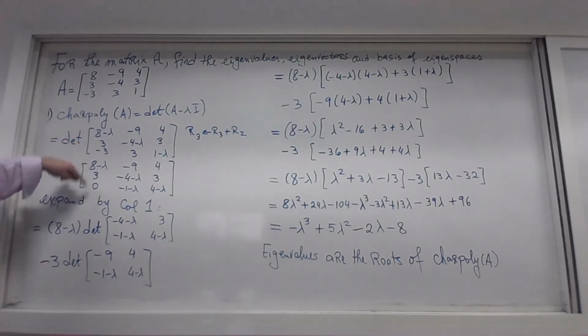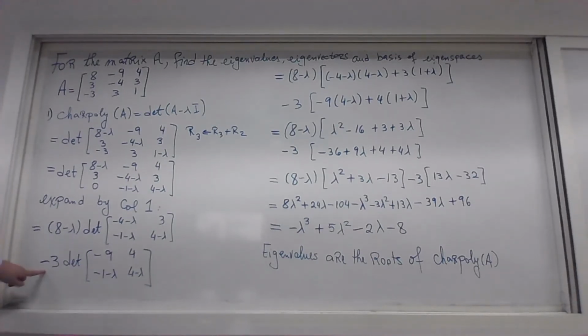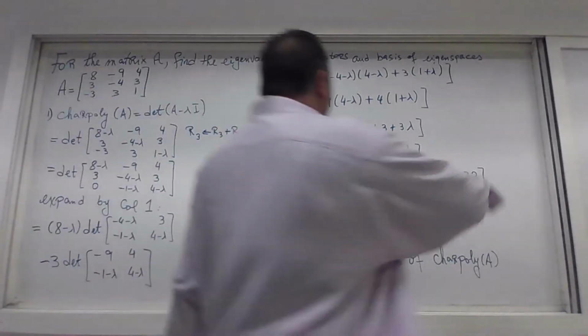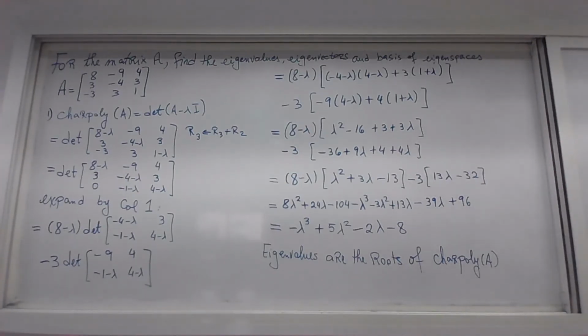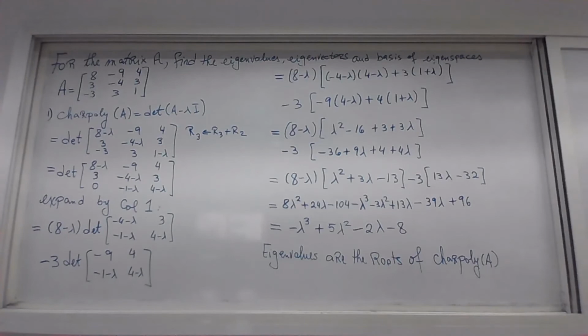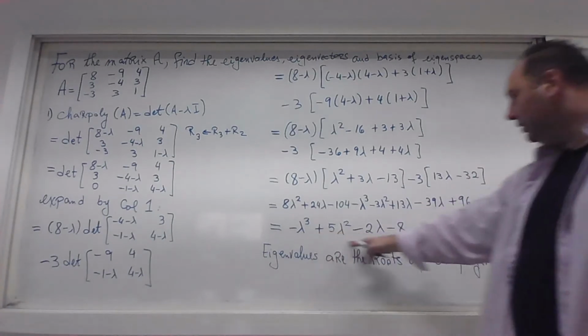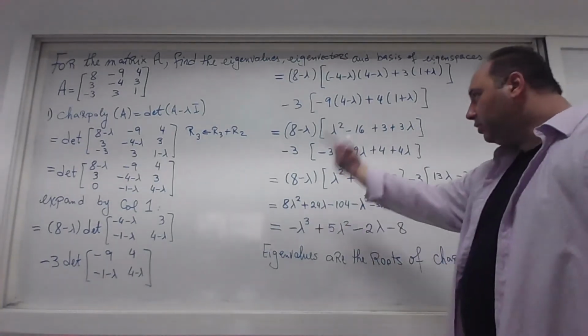So expand by column 1, this guy times the determinant of this small matrix, minus 3 times the determinant of this small matrix. Okay, so now keep this guy, compute the determinant here. So all the details are listed. The goal again is to show you that sometimes there's nothing you can do. You just need to keep computing. And I reach here and there's nothing to factor in common. I cannot do much. Okay, I expand, no other choice. I expand here, get this thing, then clean it a little bit, and I get this as my characteristic polynomial.